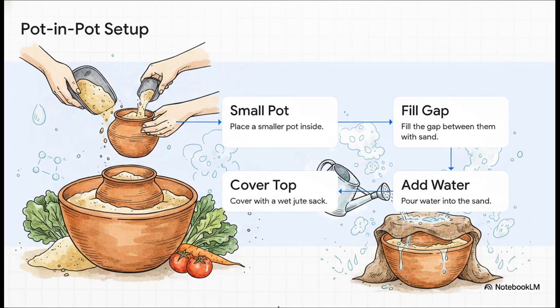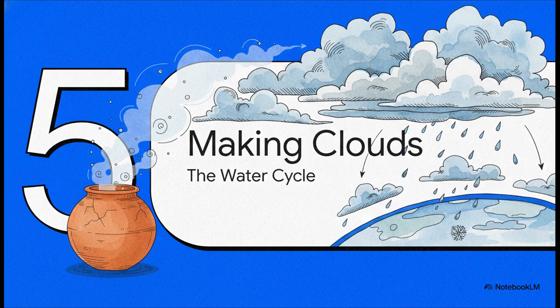Now watch the science happen. As the water evaporates from the wet sand and the sack, it continuously sucks the heat right out of the inner chamber. It'll keep your fruits and vegetables crisp for days. Absolutely zero electricity required. All right, let's scale things way up. Section 5, Making Clouds and the Water Cycle Journey.